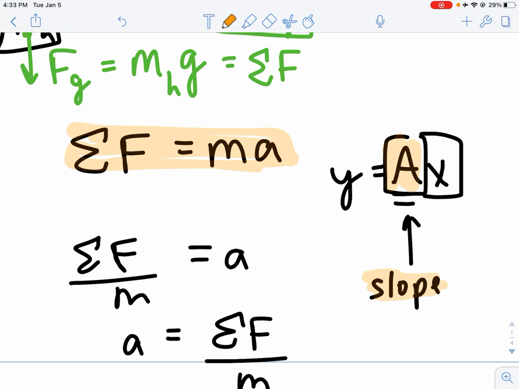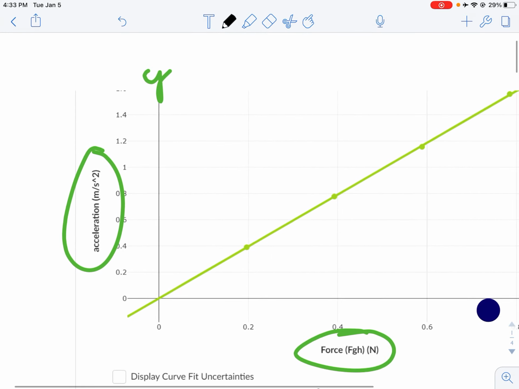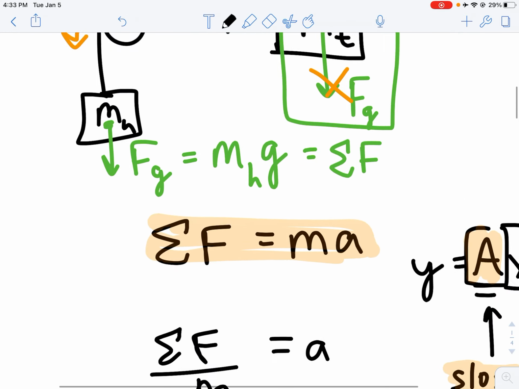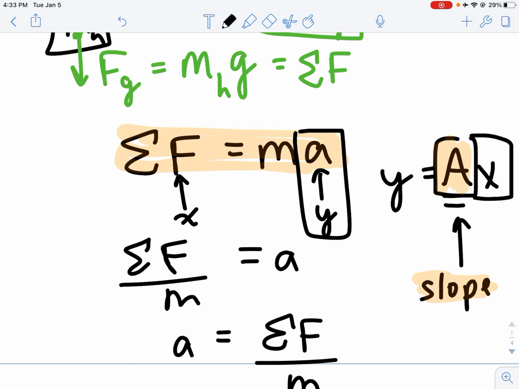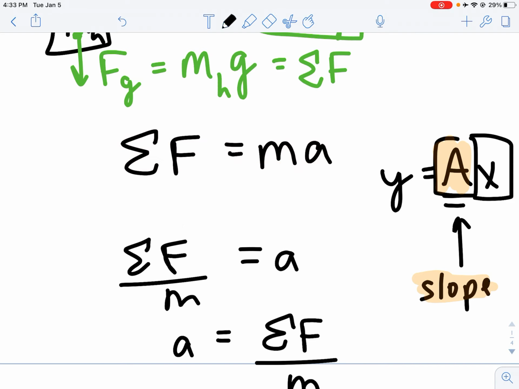So let's talk about how we're going to do that. We're going to say, what did we graph on the y-axis? Well, if we take a look back up here, we graphed acceleration on the y-axis and force on the x-axis. So this was our y variable, and this was our x variable. So we need to rearrange it so that the y variable is all by itself. So there it is. We need a equals blah, blah, blah. So to do that, we've got to divide each side of the equation by m.